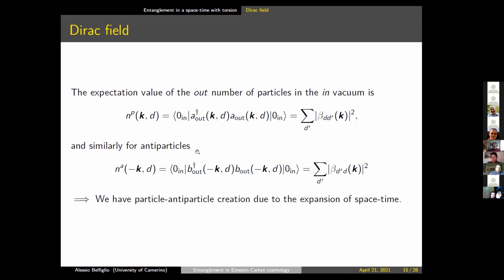Using the Bogoliubov transformations that I've shown, one can derive the number of particles created in such a space-time, so in a space-time with torsion, and the difference between the case without torsion and with torsion. And the same can be done for antiparticles, of course. So as it happens in general relativity, we have a particle-antiparticle creation due to the expansion of space-time. So considering an expanding space-time, if we compare the in and out operators and we compute these expectation values, we see that we have particle creation. And entanglement can be defined accordingly.